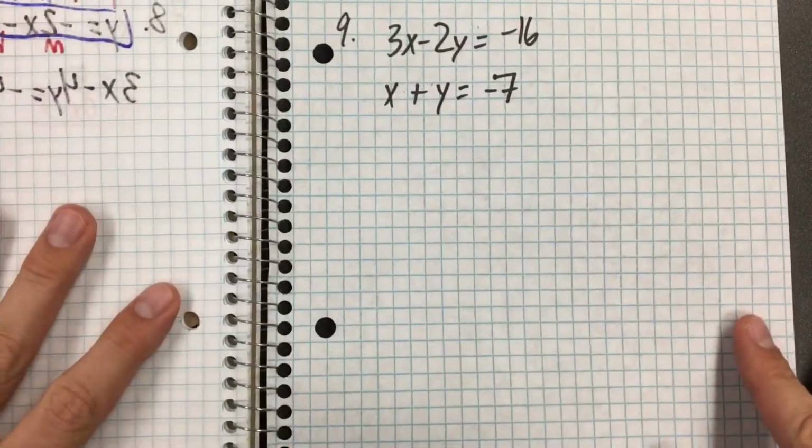Okay, and then the last one. Oh no, next to the last one, there's 10. Holy cow, I forgot there were 10.